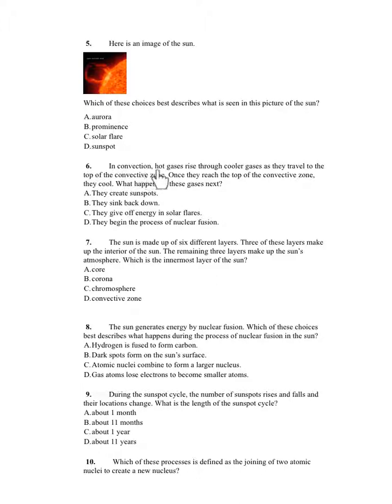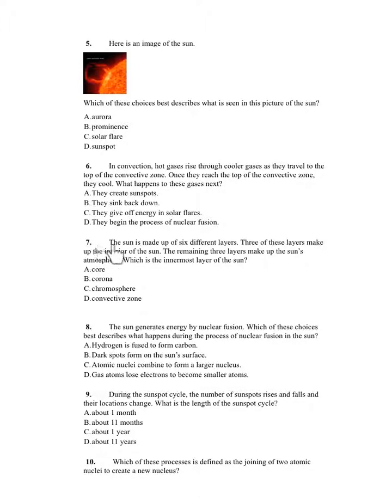Number 6. In convection, hot gases rise through cooler gases as they travel to the top of the convective zone. Once they reach the top of the convective zone, they cool. What happens to these gases next? A. They create sunspots. B. They sink back down. C. They give off energy in solar flares. D. They begin the process of nuclear fusion.